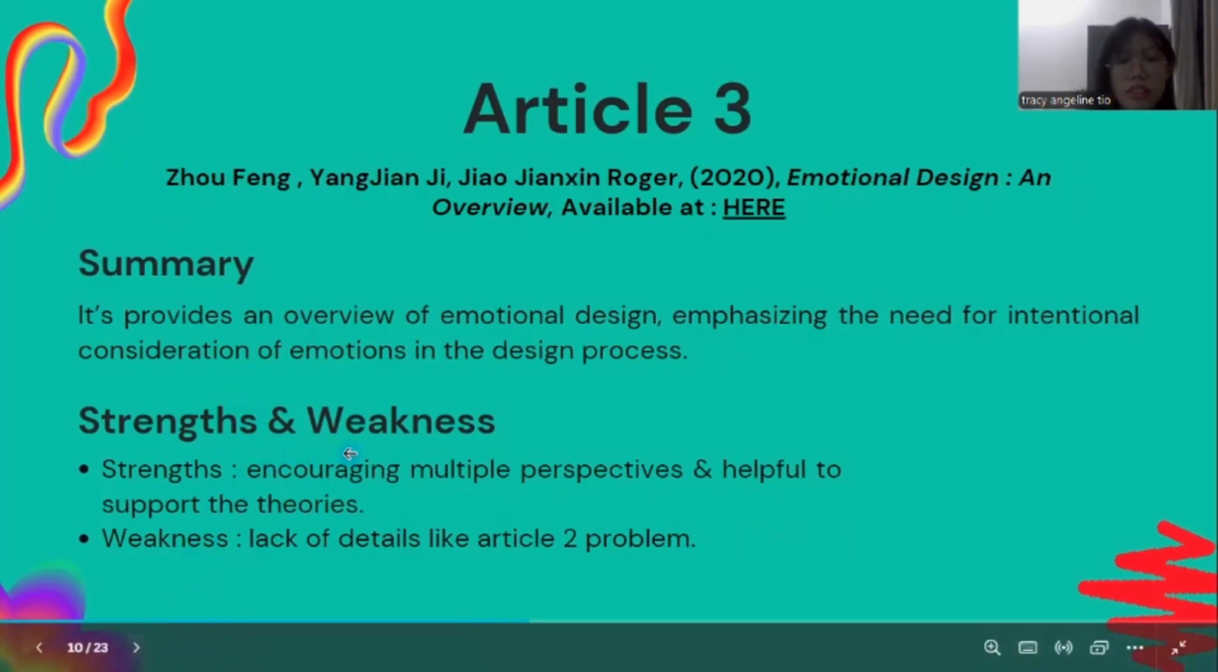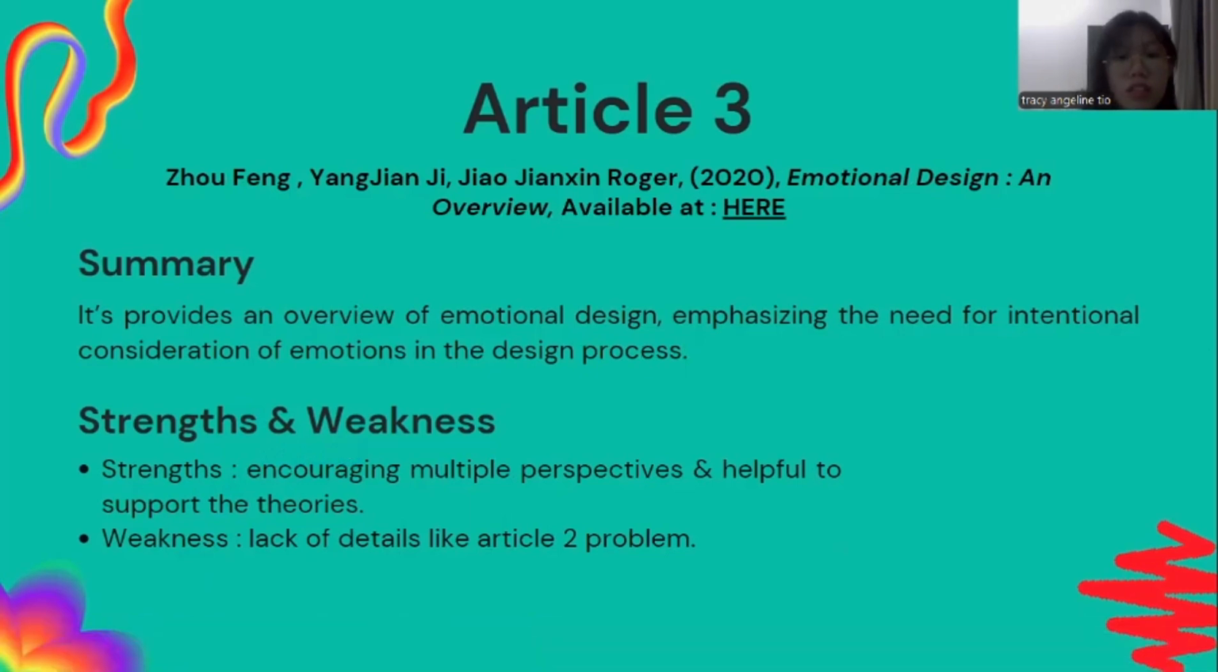The third article is Emotional Design: An Overview by Cho Feng. It provides an overview of emotional design, emphasizing the need for intentional consideration of emotion in the design process. The strengths of this article are that it encourages multiple perspectives and is helpful to support the theories, while the weakness is that it lacks detail, the same problem as article 2.